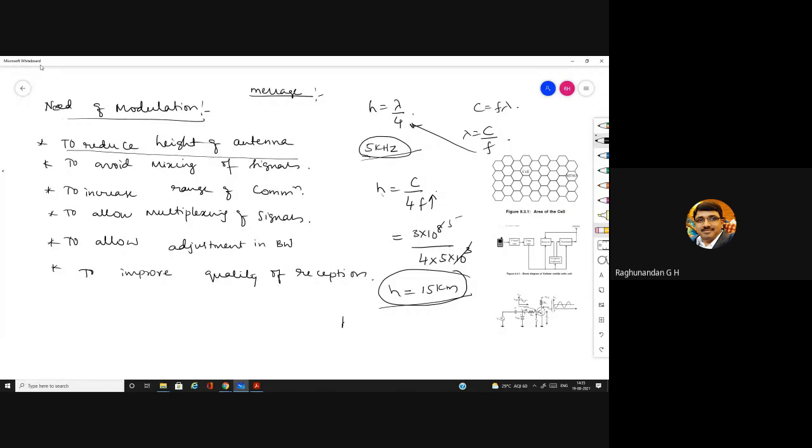How are H and F related? They are inversely proportional to each other. If your frequency is increased, the height will automatically decrease.